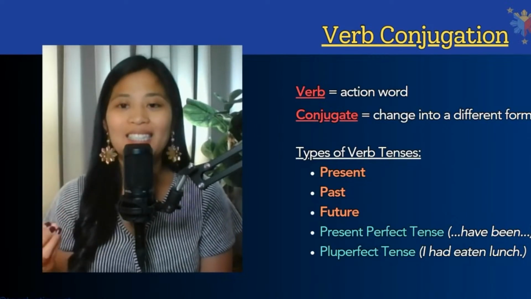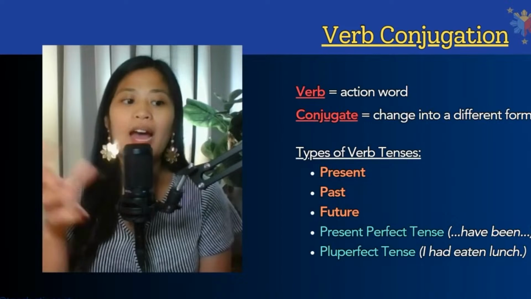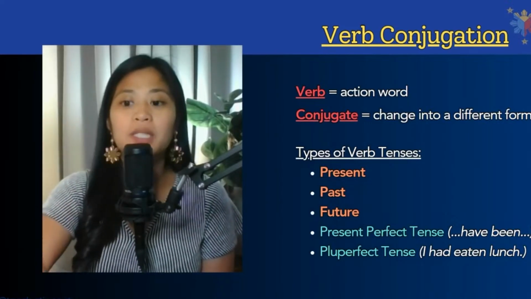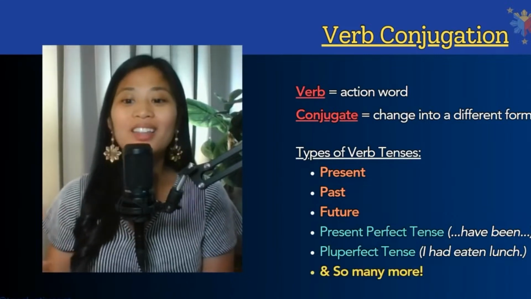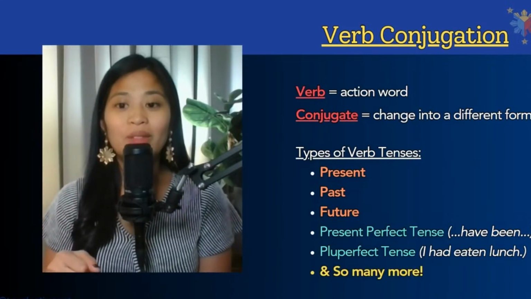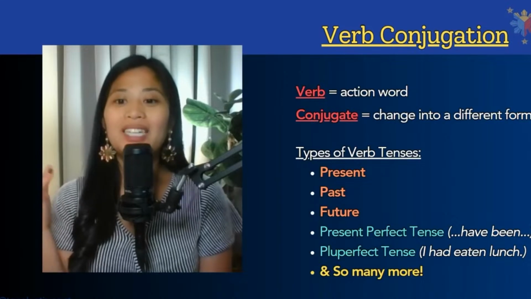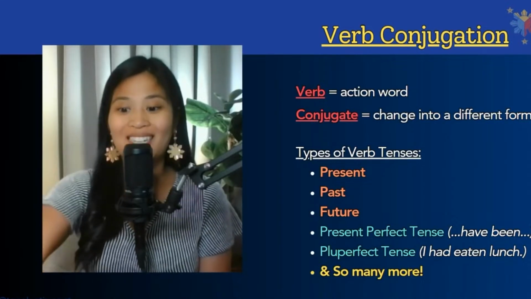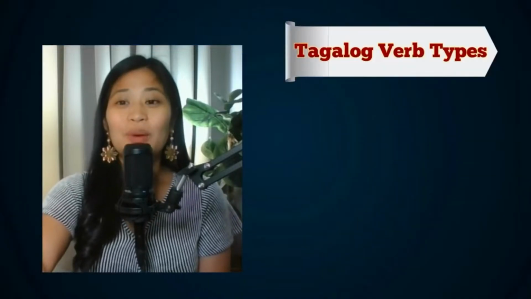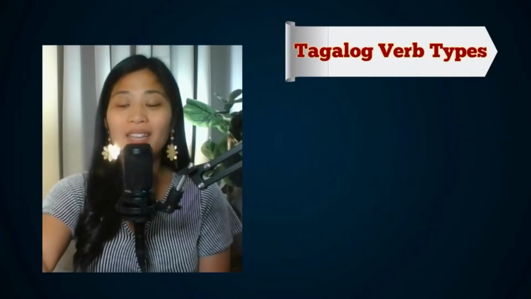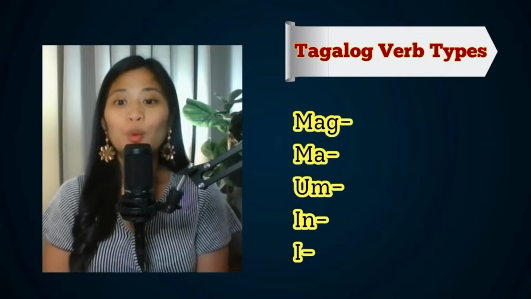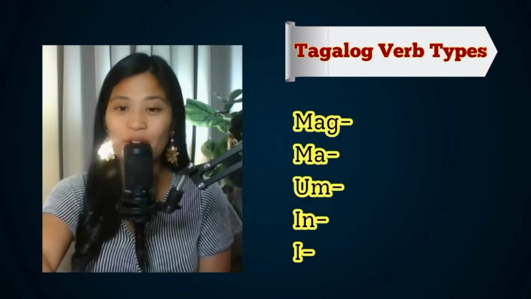I had eaten lunch. So that's something that happened in the past. It's done. It happened at a specific moment in time. And then there are just so many more verb tenses out there, especially in English. But in today's class, we will focus on how to conjugate verbs in the present tense. Alrighty, so in Tagalog, there are 5 main types of verbs in Tagalog. Mag, ma, in, and e verbs.